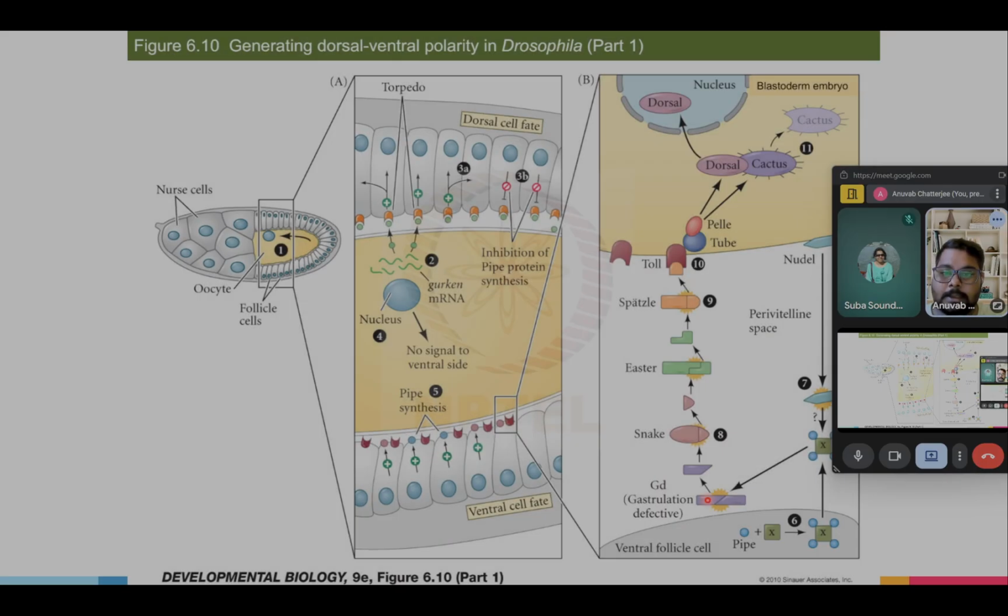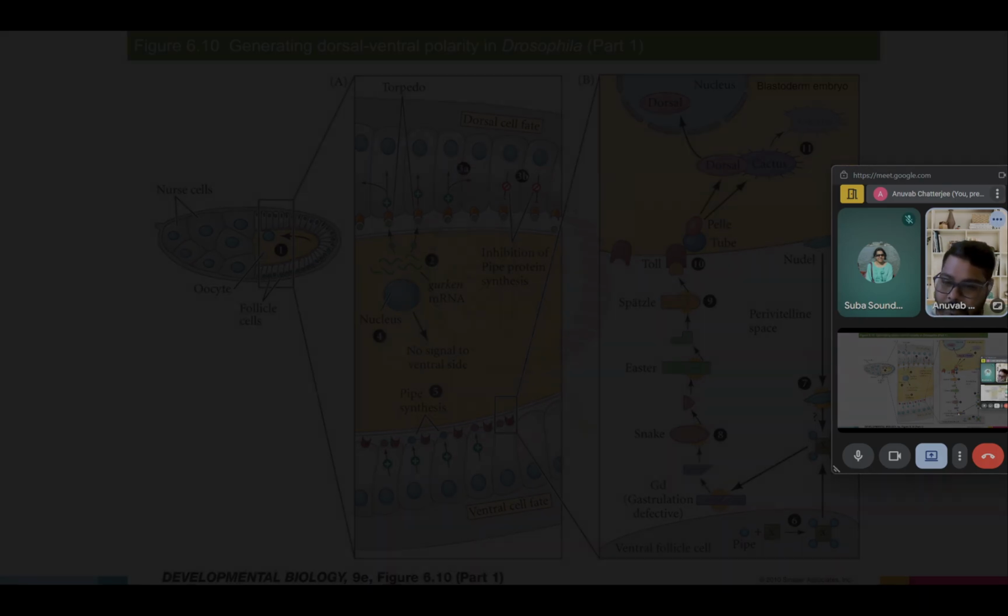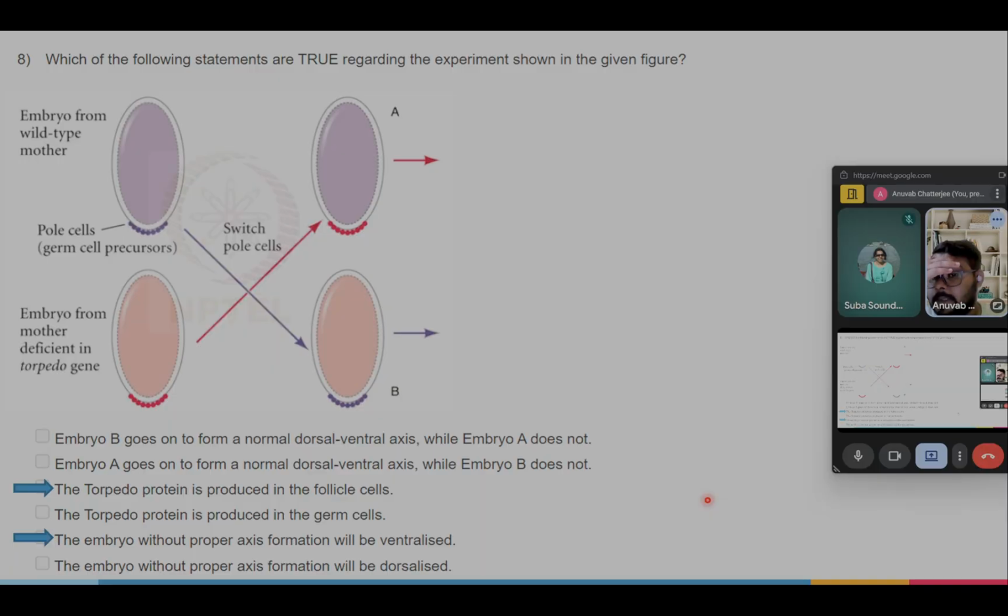So this is what it is. We will look at this in the next question.